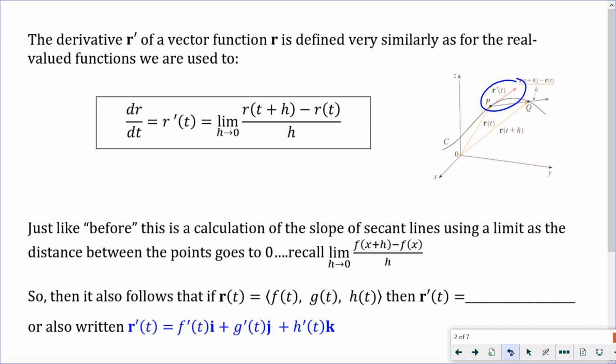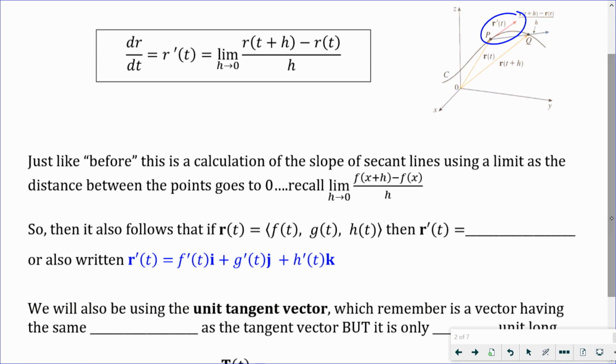Just like before, in this calculation you use the slope of secant lines, and it focuses in, because h is going to 0, and then it becomes a tangent line. Like last year when you were learning about this, you were doing the slope from P to Q, but then Q is getting closer and closer to P, and that's why it was becoming a tangent line.